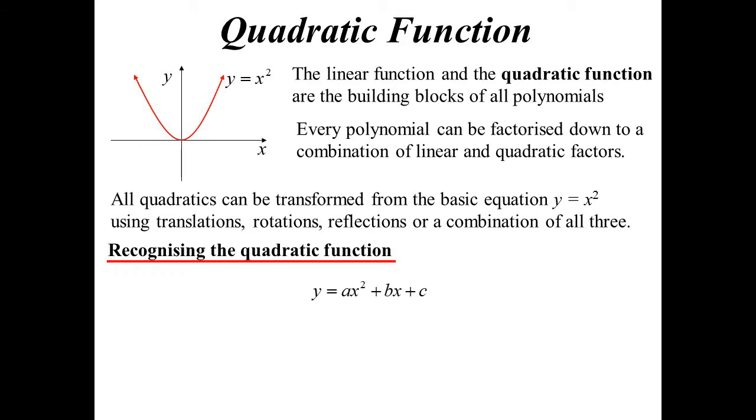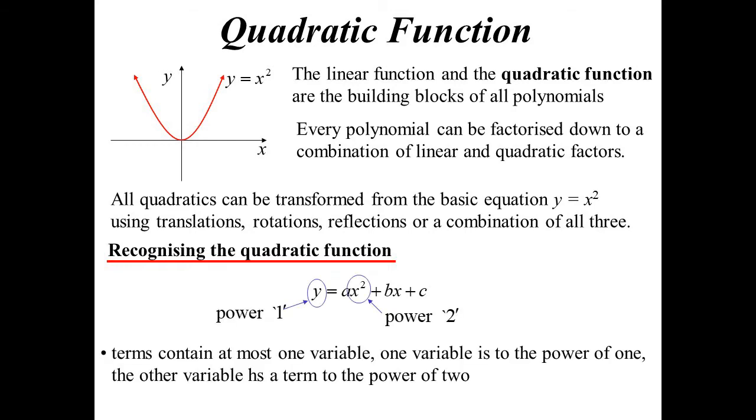And if we recognise it, we know y equals ax squared plus bx plus c is our general one. So we're basically looking for the dependent variable to the power of 1 and the independent variable to the power of 2. One of them to the power of 1, one to the power of 2, we know we've got a quadratic.